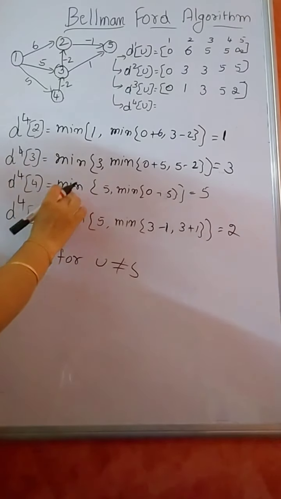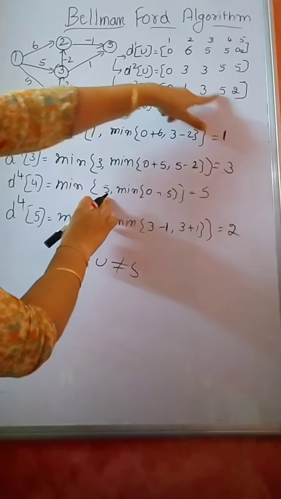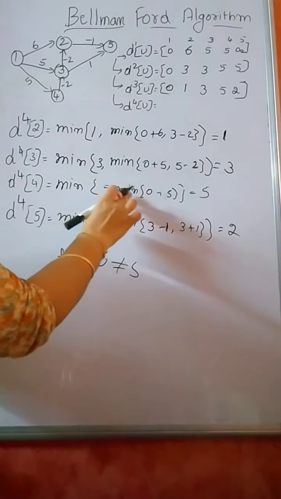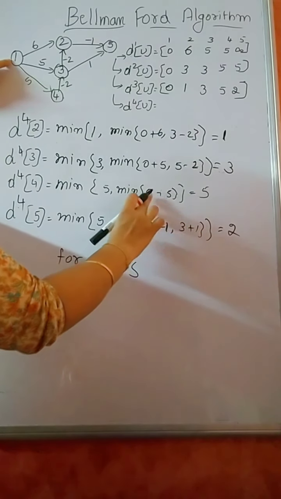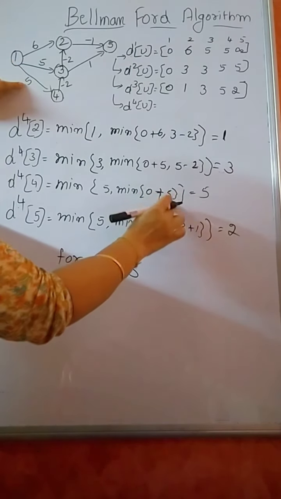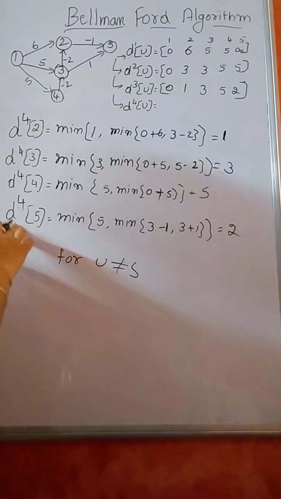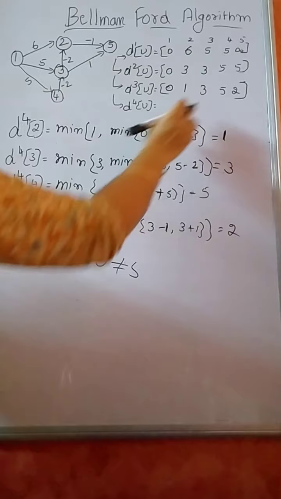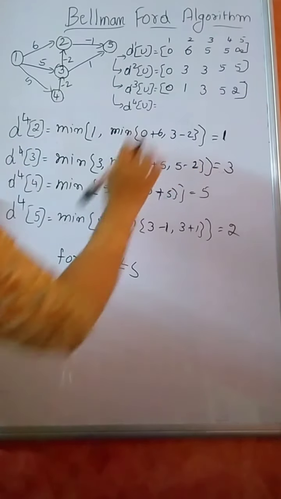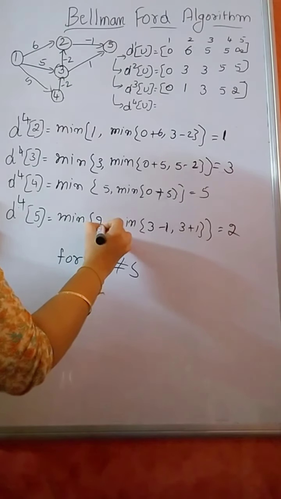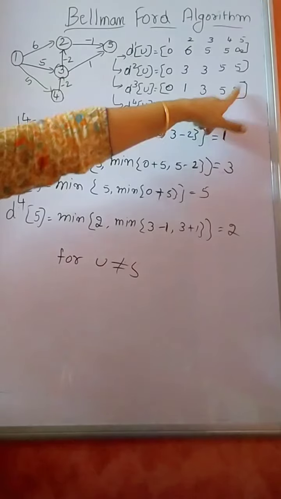Now for the 4, what is the previous distance to the 4? Previous distance to the 4 is 5. Minimum of only one incoming edge is there, that is distance till 1 is 0 plus 5. So it is 5. So there is no change again. Previous only. Then to the 5, this will change. What is the previous distance to the 5? It is 2. Correct or not?